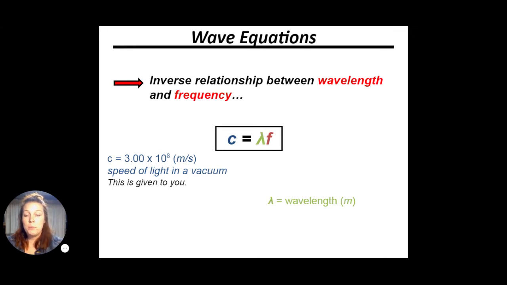I do want to point out briefly that on the previous slide, we looked at red and violet light measured in nanometers. So even though the values are given to us in nanometers, when we're doing these calculations, we can't put nanometers into them. We have to convert it into meters first, then put it into the equation. Finally, the lowercase f stands for frequency, which is measured in hertz.